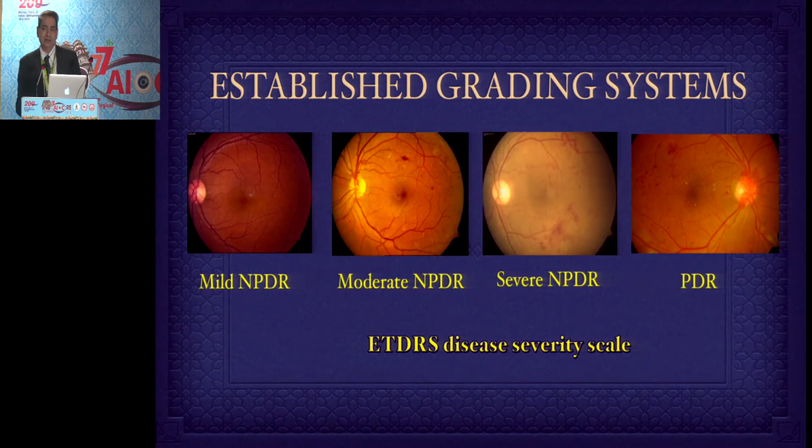Another good thing about diabetic retinopathy is that there is a very good established grading system, because for generating these algorithms you need something where there is a good classification, and this scale has been in vogue for so many years, which is uniform across the globe.